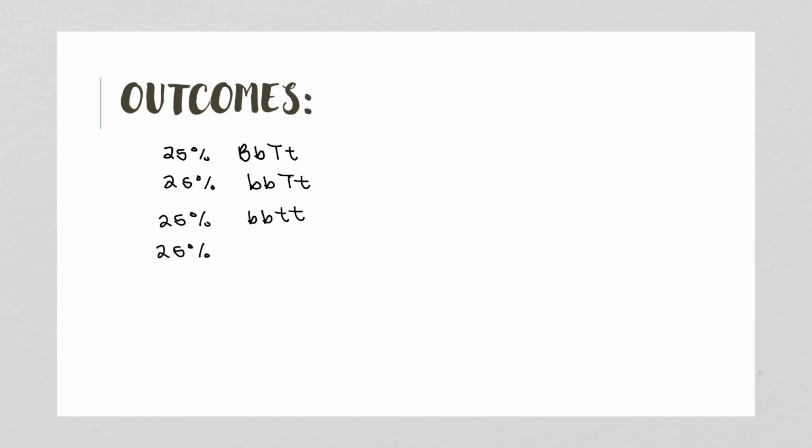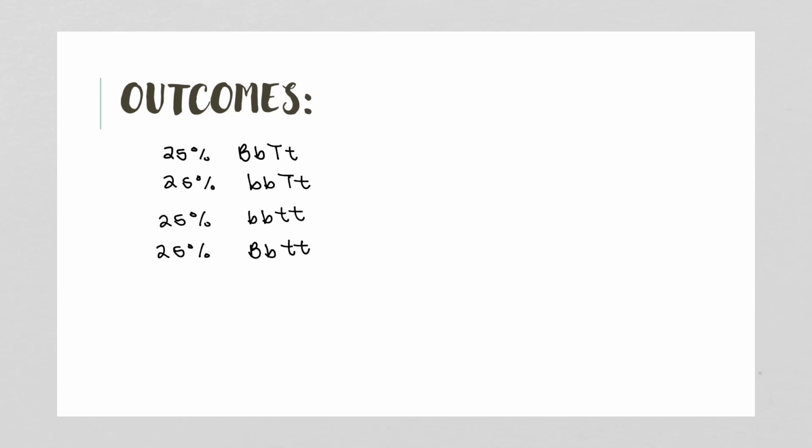So now let's look at the outcomes. So 25% of the time, you're going to have big B, little b, big T, little t. 25% of the time, you're going to have 2 little b's, a big T, and a little t. 25% of the time, you're going to have big B, little b, little t, little t. And 25% of the time, you're going to have little b, little b, little t, little t.